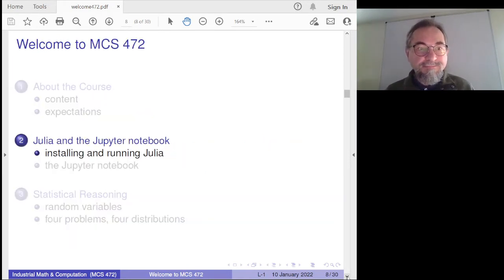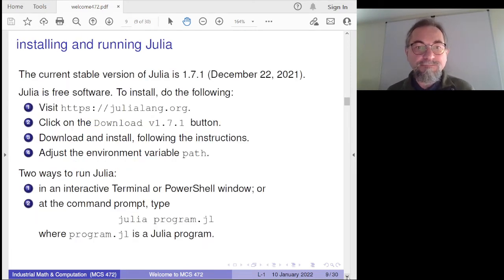All right, second part on Julia and the Jupyter notebook. So Julia is a new programming language, but already in a very stable version. Last semester we were using 1.6, most likely you will not see the actual difference in the language between 1.6 and 1.7. But 1.7 will be the official version for this semester.